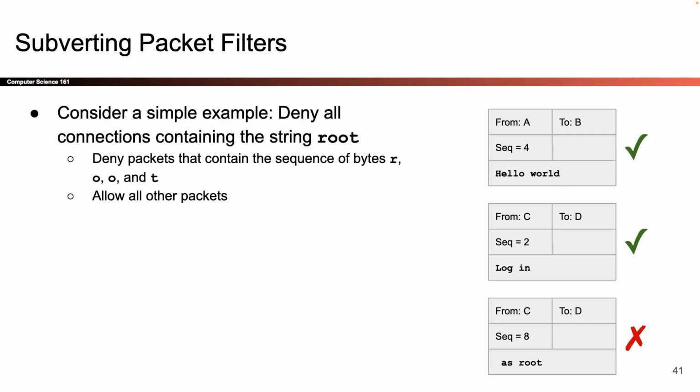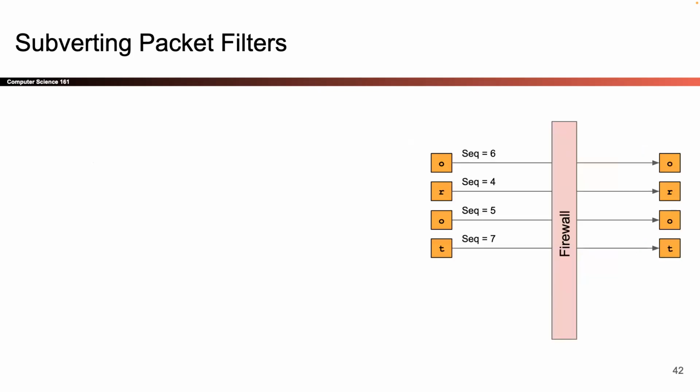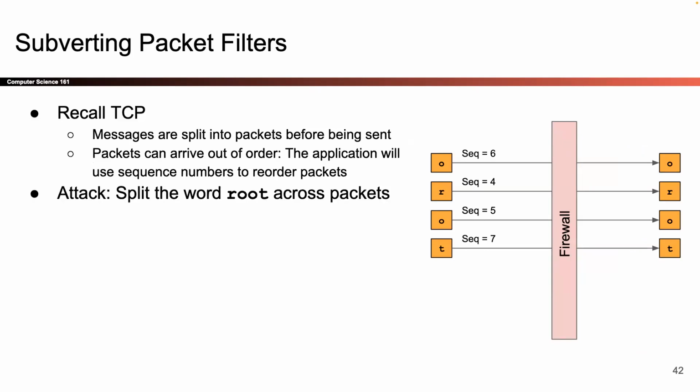Okay. So how might I subvert this? Because if I look at this, it seems like if someone wants to type in the word root, then they're going to get caught because I'm going to find it. But remember TCP, I can split messages across different packets and reassemble them. So what if I do something like this, where I send one packet with the letter O, one packet with the letter R, and then O, and then T.